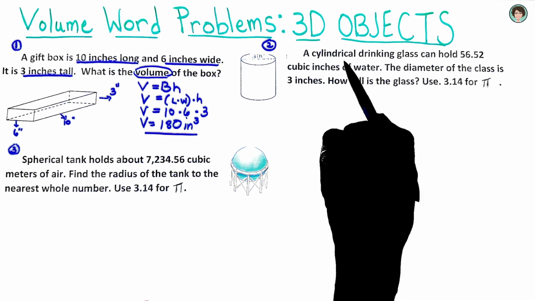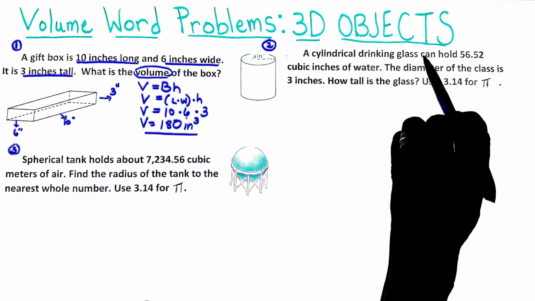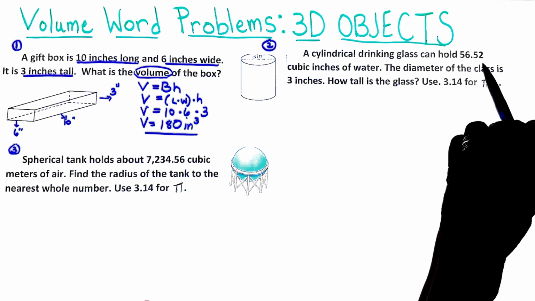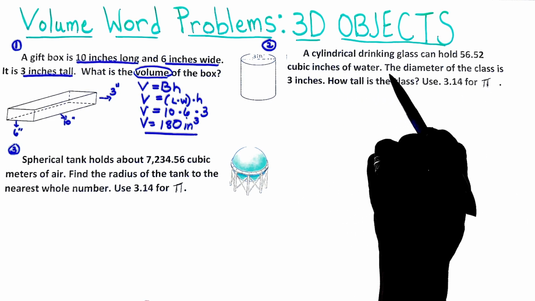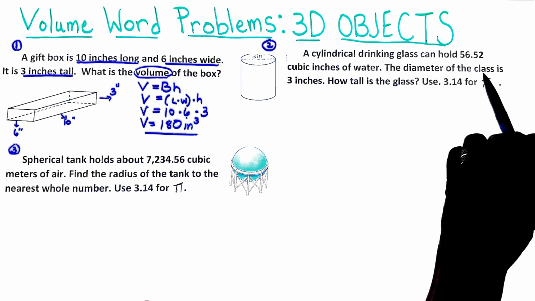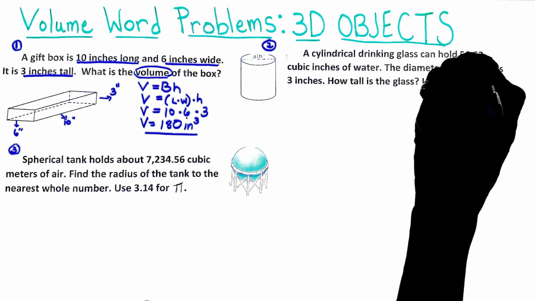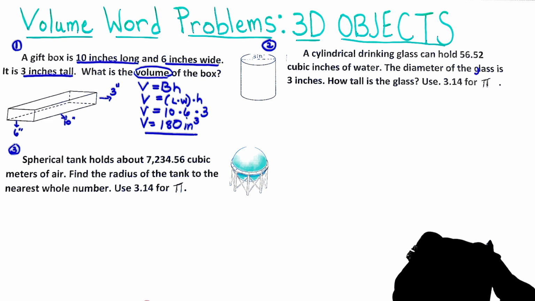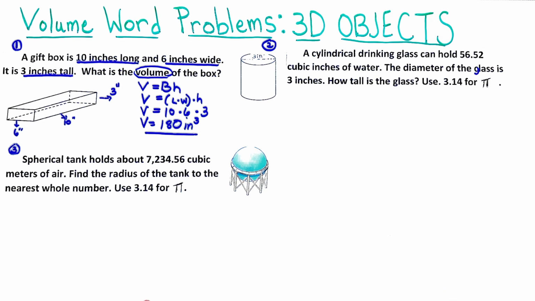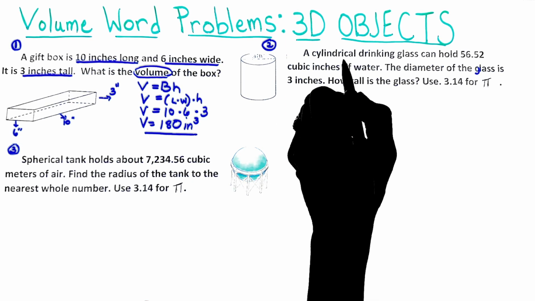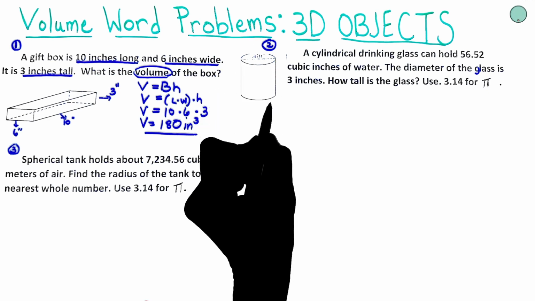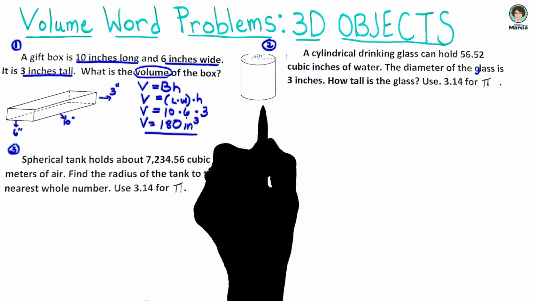Here we have a cylindrical drinking glass can hold 56.52 cubic inches of water. The diameter of the glass, and it looks like it just didn't print properly, is 3 inches. How tall is the glass? And it tells us to use 3.14 for pi. So the key, here is an example of our glass.